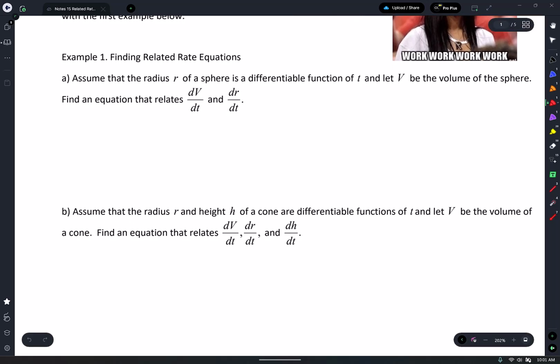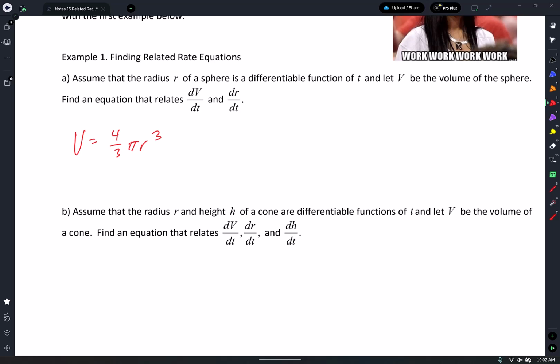Finding related rate equations. Assuming that the radius r of a sphere is a differentiable function of t and that V is the volume of the sphere, find an equation that relates dV/dt and dr/dt. Well, first and foremost, you got to know the volume of a sphere: 4/3 pi r cubed. They'll probably give you the major formulas on an AP exam, but I'm not sure if they'll give you the sphere one. I want to say yes, but I can't guarantee it.